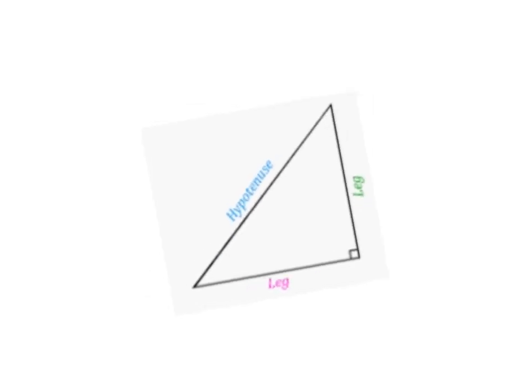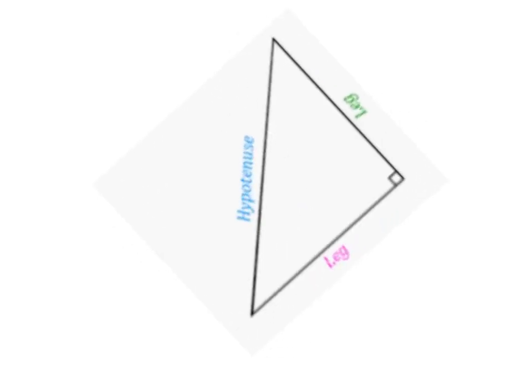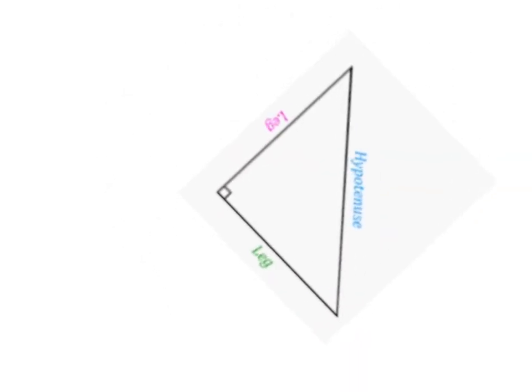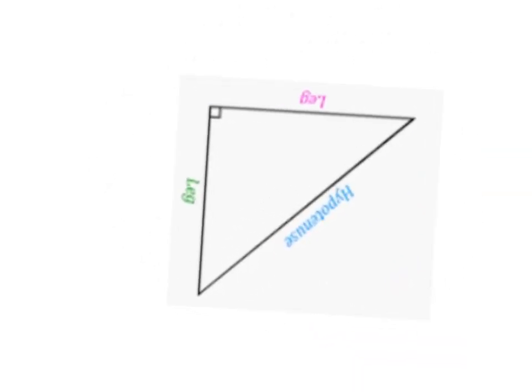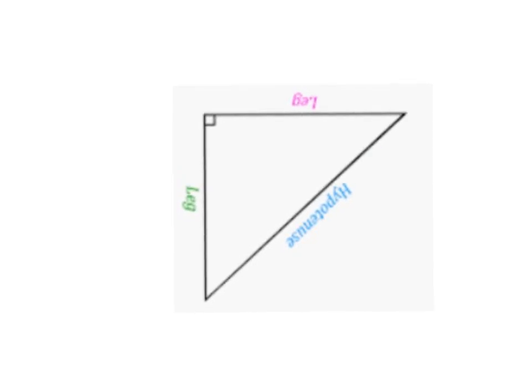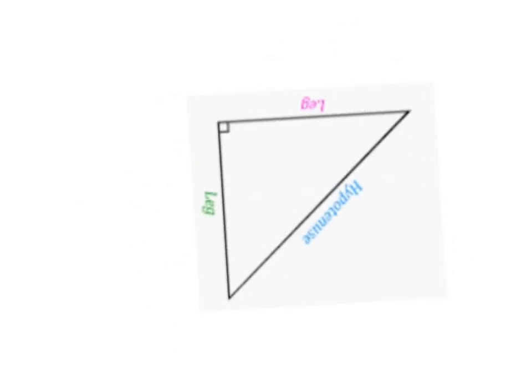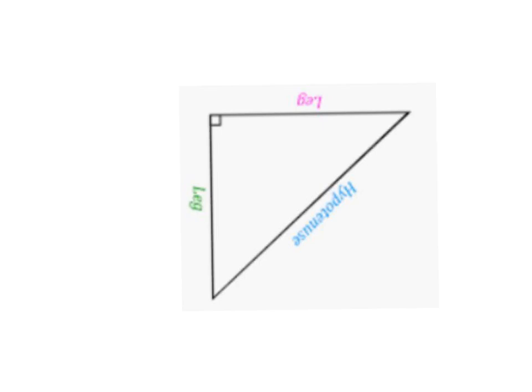If we were to twist this right triangle around, maybe even flip it upside down, the characteristics still remain the same. As we could see, every time I flipped it or moved it, the sides remain the same. The hypotenuse is still the hypotenuse, and the legs are still the two legs.